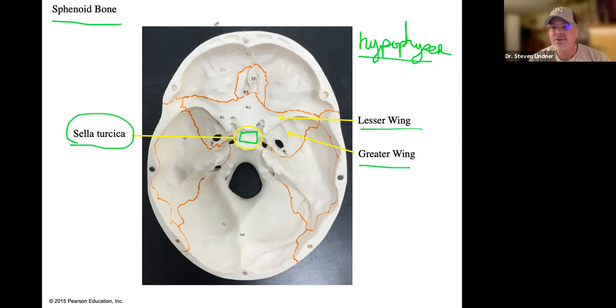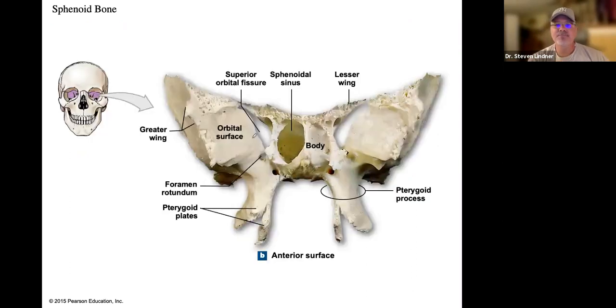And the reason why I want to teach you that term, hypophyseal fossa, is when you get into endocrinology in A&P2, you are going to learn that the pituitary has an anterior pituitary and a posterior pituitary. The anterior pituitary is called the adenohypophysis, and the posterior pituitary is called the neurohypophysis. So knowing the term hypophysis from hypophyseal fossa and being able to correlate that with the pituitary gland is an important concept. When we extract and take out the sphenoid bone, again, you can see the wings.